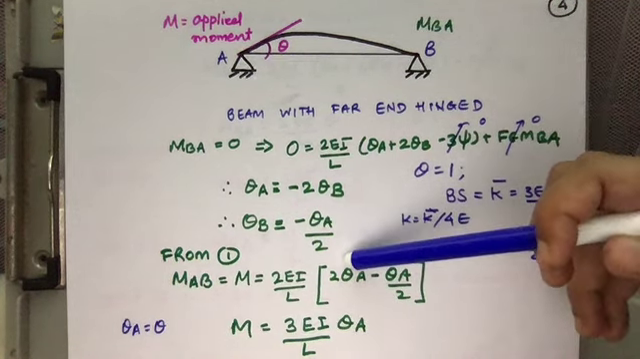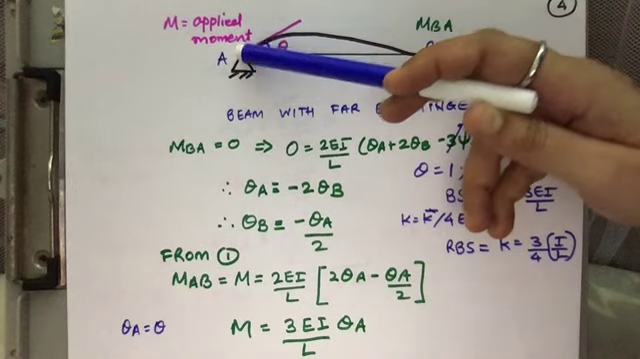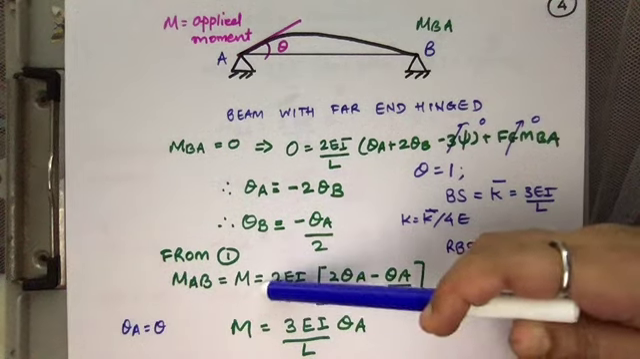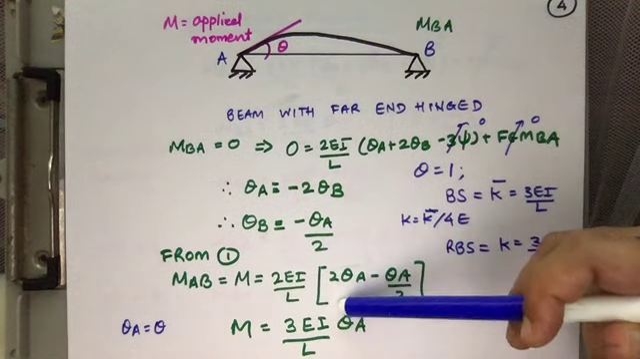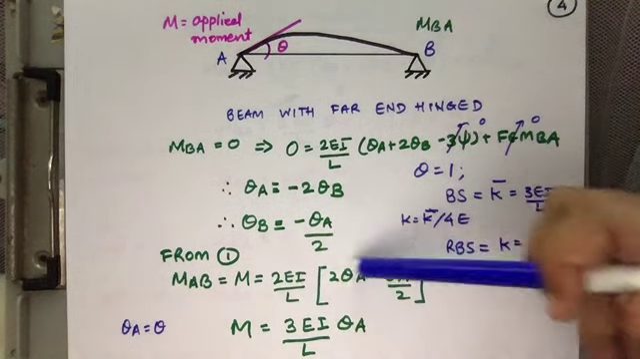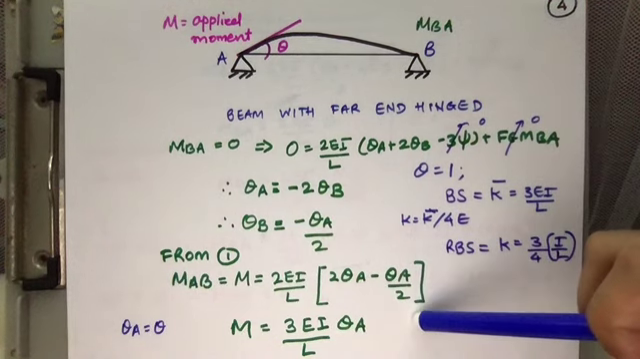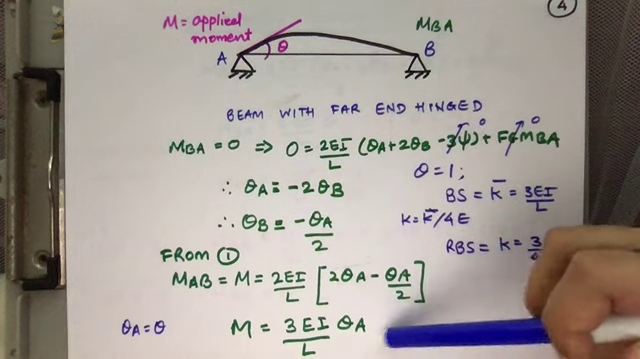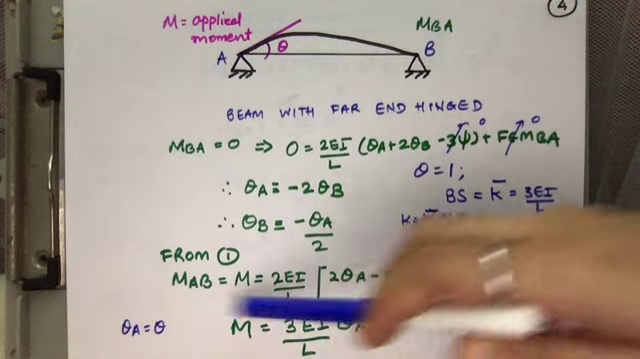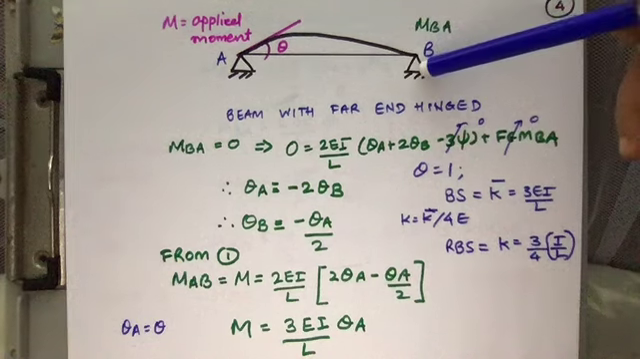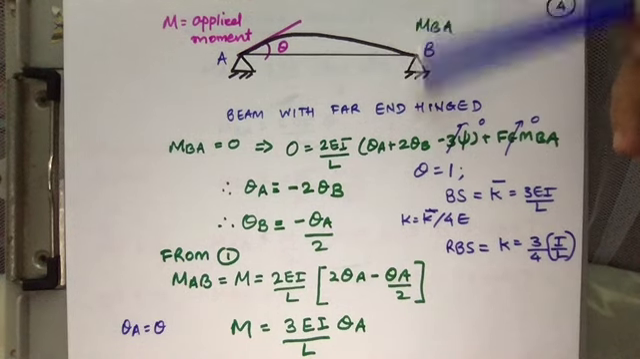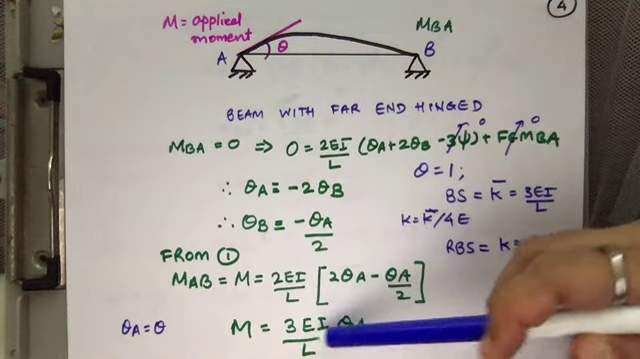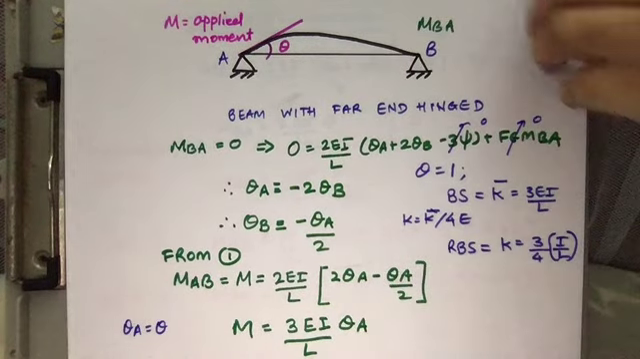We substitute this into the equation of the moment using the slope deflection equation, that is MAB equal to M is equal to 2EI by L, and instead of theta B we are substituting minus theta A by 2. From this we can see M is equal to 3EI by L into theta A. Now you know that theta A is equal to theta. So when the far end support at B is hinge, you are going to get the applied moment equal to 3EI by L into theta.